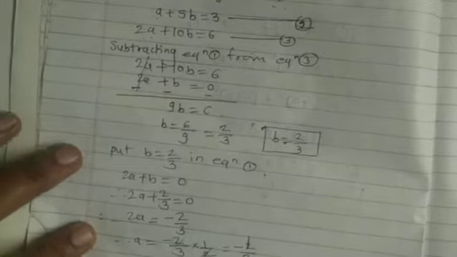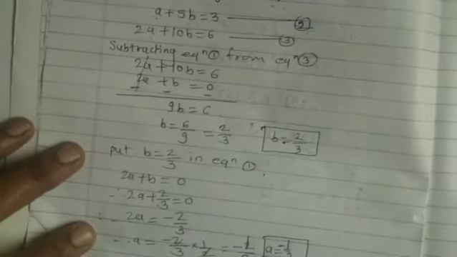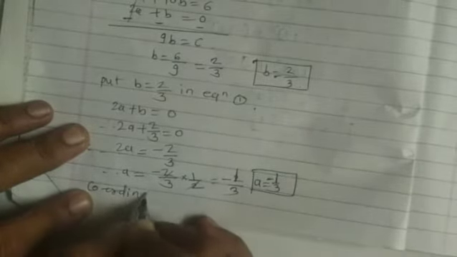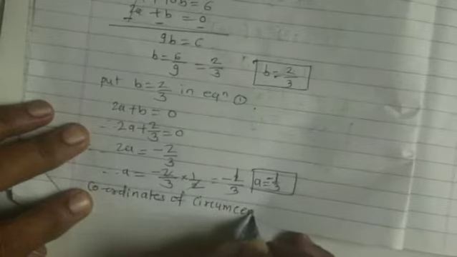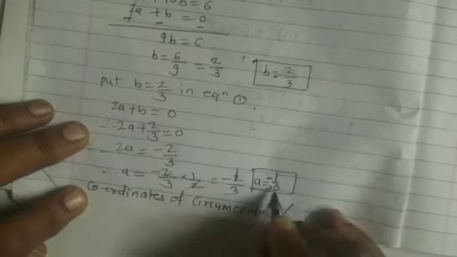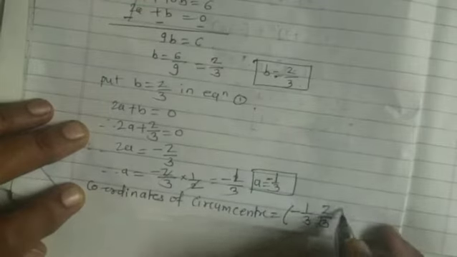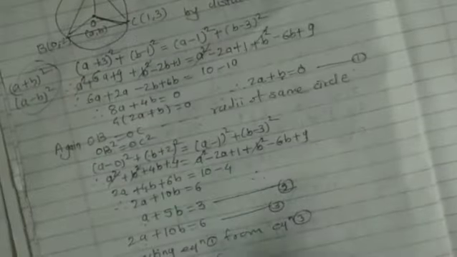This 2 and this 2 cancelled, means the A coordinate is negative 1 upon 3 and the B coordinate is 2 upon 3. And that's why here we write the answer. Coordinates of circumcenter is equal to, first write down the x coordinate minus 1 upon 3, then the y coordinate 2 upon 3, and that is the answer. Means in this way, by using the distance formula, we simplify this example.